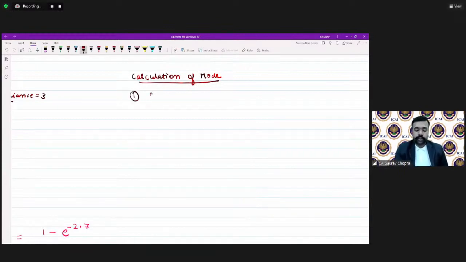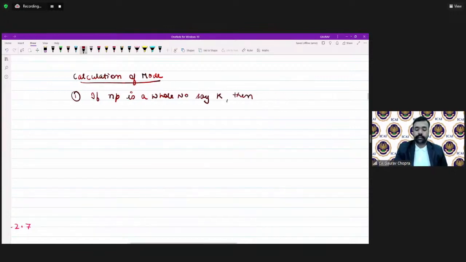Point number one: if n into p is a whole number, say k, then mode is equal to k, comma k minus 1. If n multiplied by p is a whole number like k, then mode will be k and k minus 1.